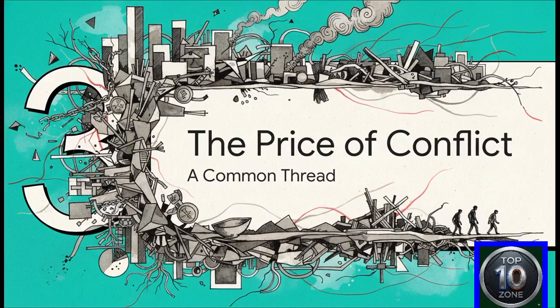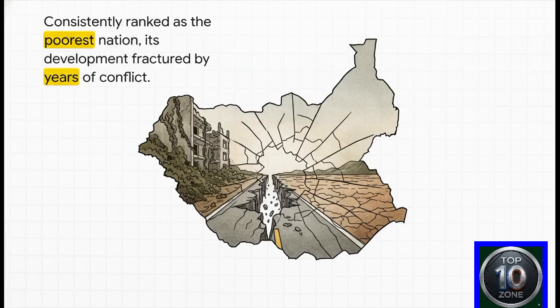That pattern we just saw, that is not a coincidence. When you really dig into the data for these nations, one factor emerges as the single greatest barrier to economic prosperity, and that factor is conflict. Let's just take South Sudan, the world's youngest nation. This should be a story of incredible potential, but instead, it's consistently ranked as the poorest. And why? Because its entire existence has been defined by civil war, which has not just stopped development in its tracks, but has actively thrown it into reverse.